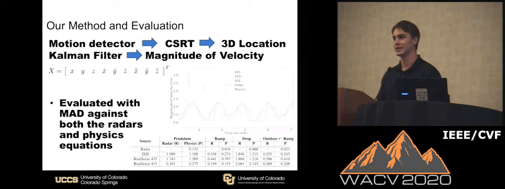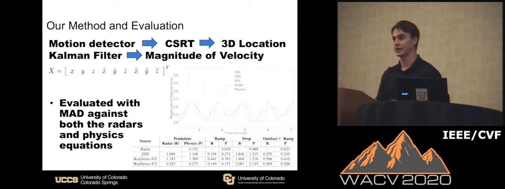So finally, we got to use the data, which we did with a motion detector, which was pixel change per frame, to help initialize the CSRT tracker, which would track it through the RGB frames. We then used the depth data to find a 3D location in a meaningful metric. For us, we used meters. And we inputted this with the timestamp information into a Kalman filter to get the velocity vector.